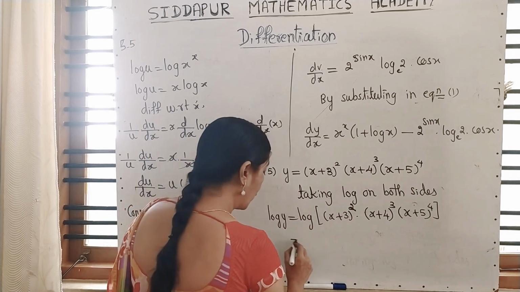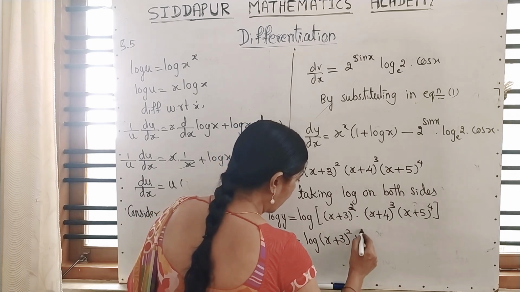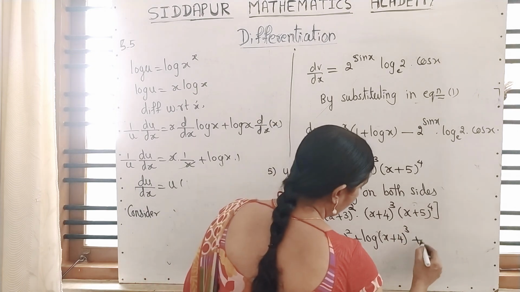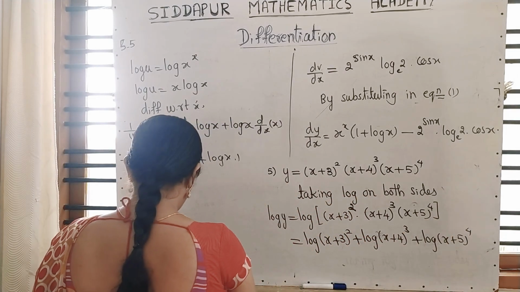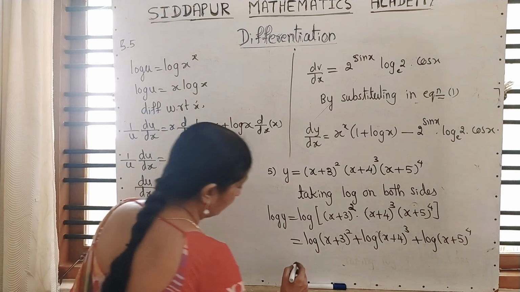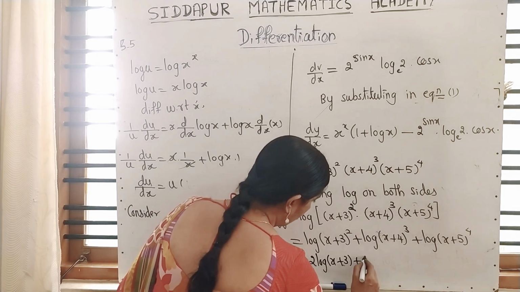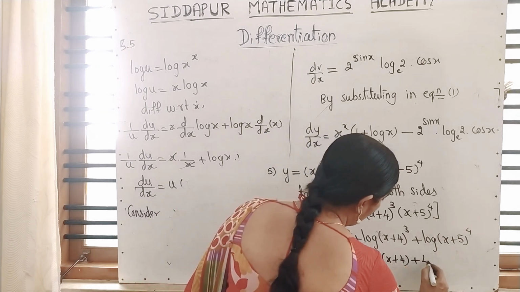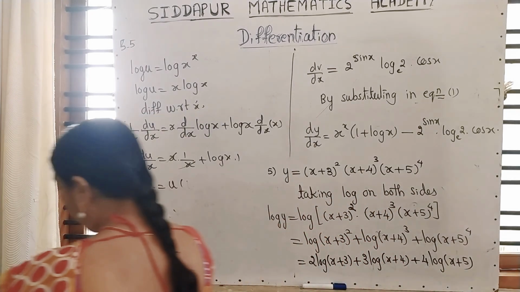They are in the form of log mn. So it is log x plus 3 whole square plus log x plus 4 whole cube plus log x plus 5 raised to 4. But they are in the form of what? They are in the form of log m raised to n. So it is 2 log x plus 3 plus 3 log x plus 4 plus 4 log x plus 5. Now differentiate.